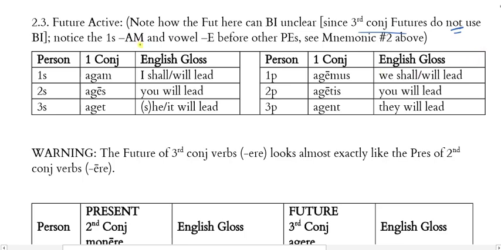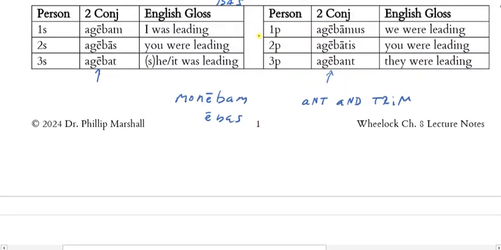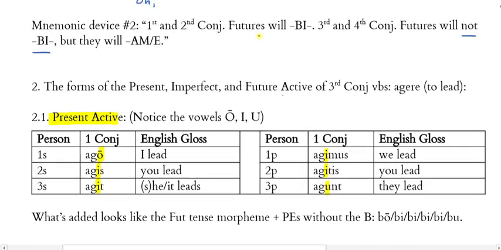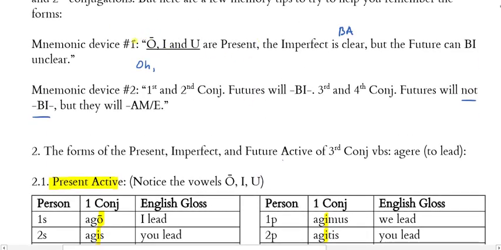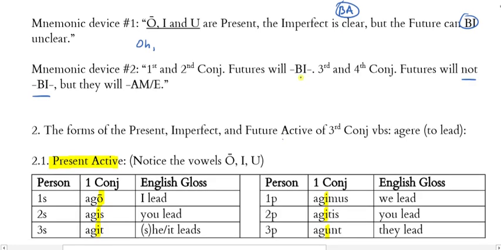Notice that the first singular ending is -o, and then the vowel E comes before the other personal endings. So let's go back and review those mnemonic devices, okay? Number one: the -o, -i, and -u endings are present. The imperfect is clear because it uses -ba, but the future can be unclear. How so? Mnemonic device number two.